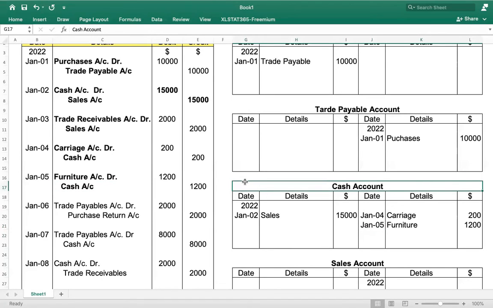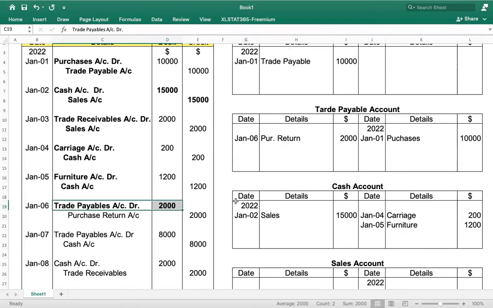Now next, tell me. Trade payable and purchase return, isn't it? We have trade payable here. Trade payable, debit side, so on the debit side I will write 2000. And name of the other account is purchase return. Date is Jan 6th. So I have done it in trade payable.